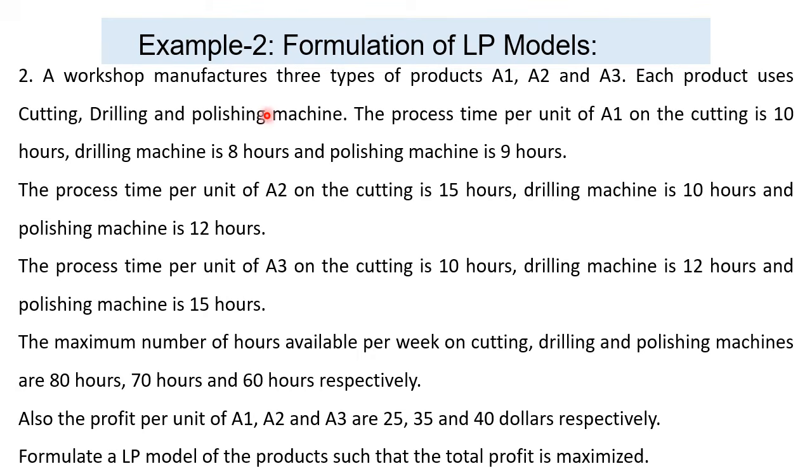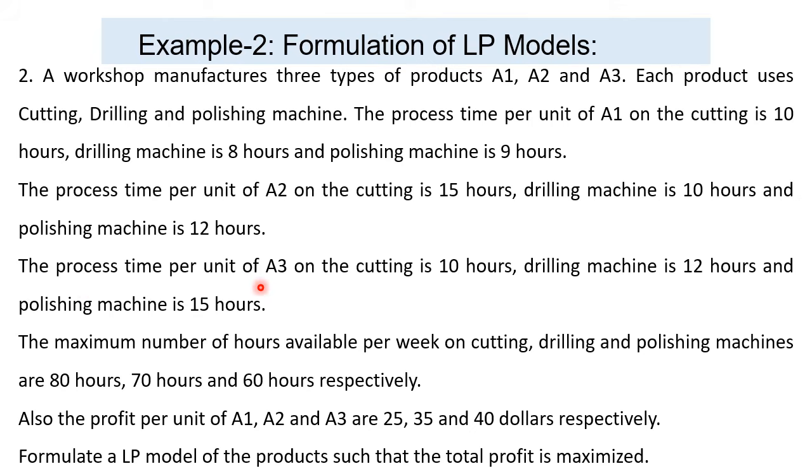The second problem: a workshop manufactures 3 types of products, A1, A2, and A3. Each product uses cutting, drilling, and polishing machines. The process time per unit of A1 on cutting is 10 hours, drilling is 8 hours, and polishing is 9 hours. And the process time per unit of A2 on cutting is 15 hours, drilling is 10 hours, and polishing is 12 hours.